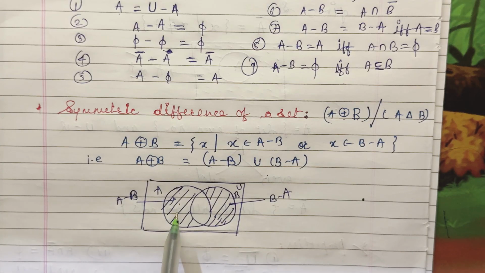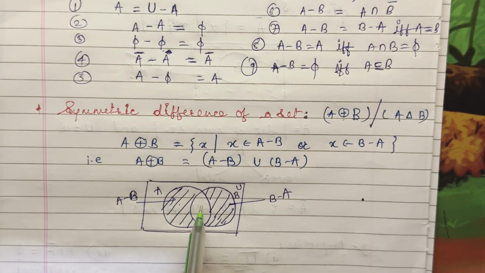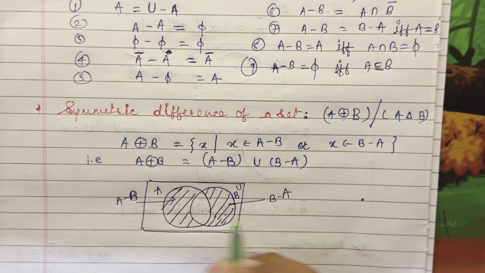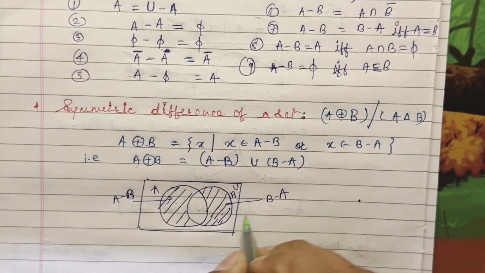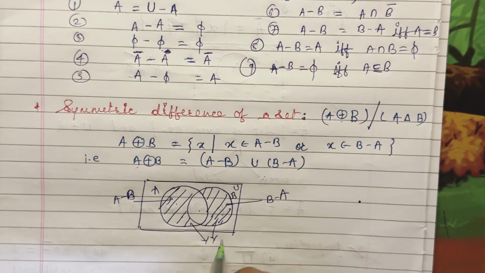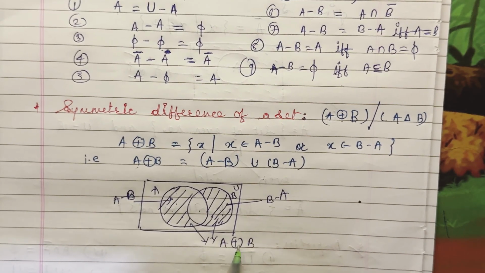Whenever we take their union other than their intersection, so other than this intersection part, we take this part and this part as the symmetric difference, A direct sum B. This whole part is denoted as the symmetric difference of A and B.